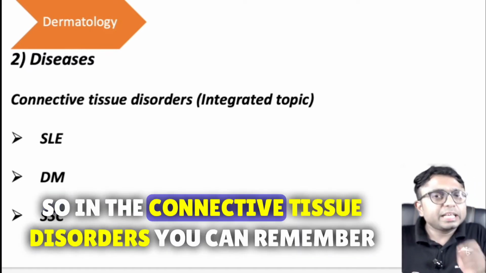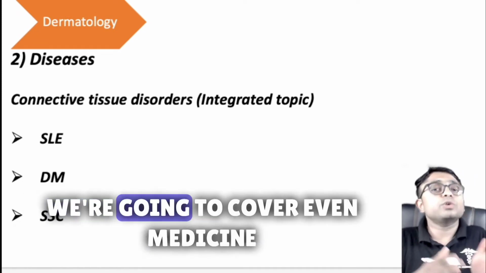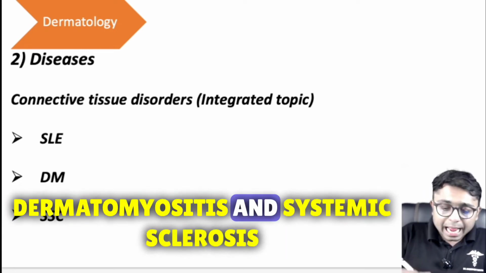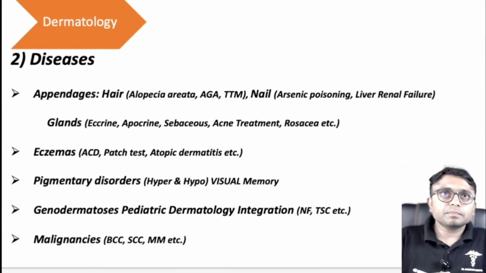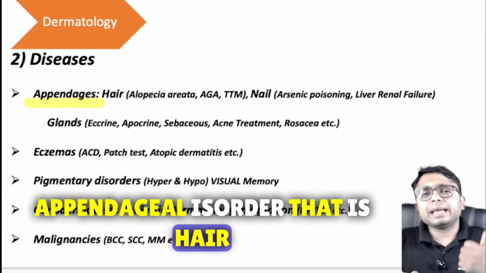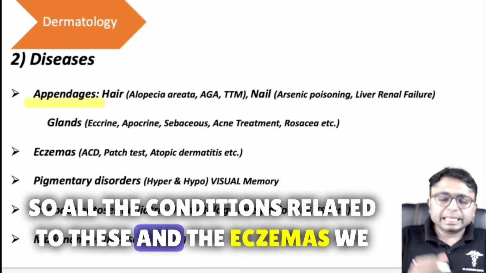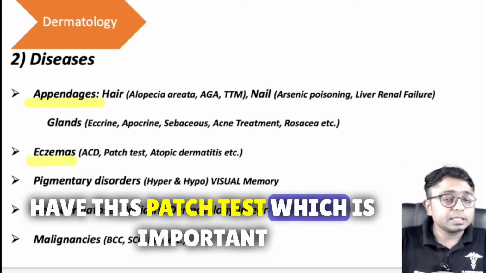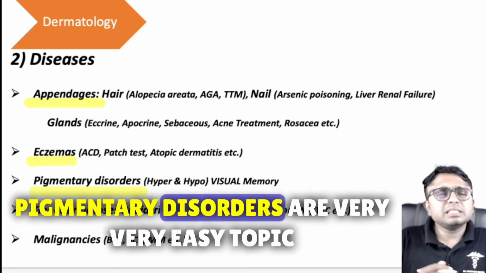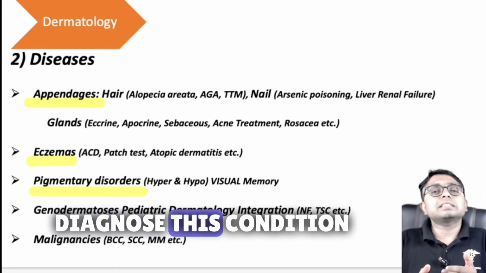So in the connective tissue disorders, you can remember this is also an integrated topic associated with dermatology. We are going to cover even medicine also. We have conditions like systemic lupus erythematosus, dermatomyositis, and systemic sclerosis. And there are other diseases also, like for example appendageal disorders, that is hair, nails, and various glands. So all the conditions related to these. And in the eczemas, we have the patch test which is important, atopic dermatitis, and various types of contact dermatitis are also important. Pigmentary disorders is a very, very easy topic, we can say, where by looking at the lesion, you can easily diagnose this condition.